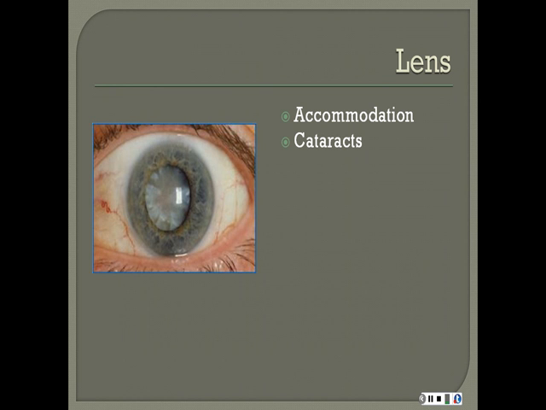The lens is a usually transparent curved structure of the eye that is located directly behind the iris and the pupil and is attached to the ciliary body by ligaments. Accommodation is the adjustment of the lens for variations in distance. And then here in the picture you see a cataract, and this is an abnormal progression of loss of the transparency, and then it results in blurred vision.